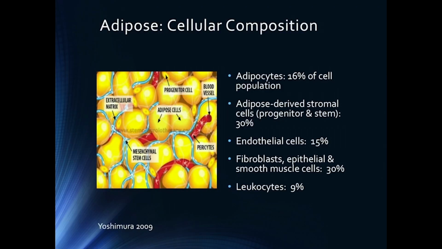If we look at the actual cellular composition, the adipocytes themselves, even though they make up the largest volume of the adipose, only make up 16% of the total cell population. So that's important to understand. 30% of the cells are actually the progenitor and stem cells. So you actually have far more stem cells than you do actual adipocytes in a given volume of adipose. And then you've got the endothelial cells, fibroblasts, smooth muscle, leukocytes. So it's a very, very rich, biologically active, cell-rich population in a cluster of adipose that you harvest.